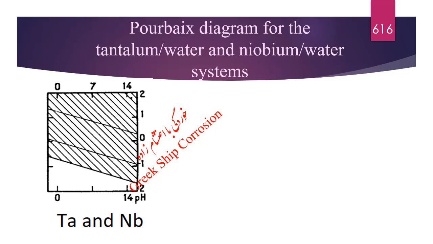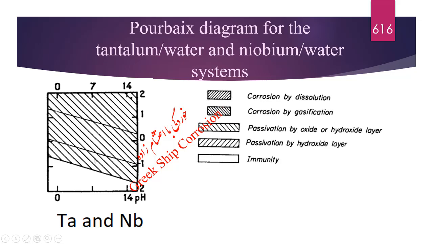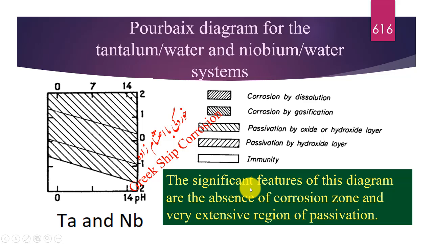Pourbaix diagram for the tantalum-water and niobium-water systems. The significant features of this diagram are the absence of a corrosion zone and a very extensive region of passivation.